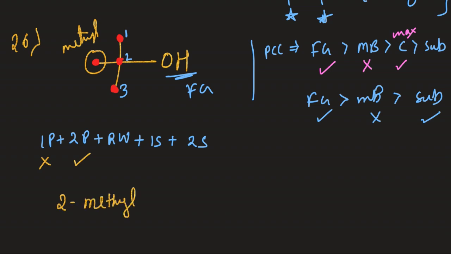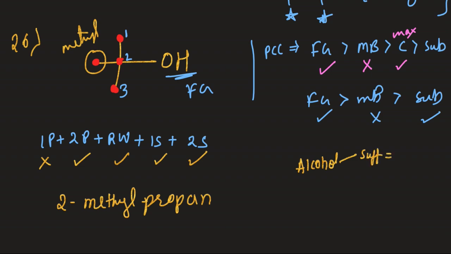2-methyl. Next, what about the root word? 3 carbon. 3 carbon means what? 2-methylprop. Next, do you have any single bond, double bond? No. So propane. Second suffix is there, which is nothing but alcohol. Remember, when alcohol is considered as a prefix and suffix, remember, when alcohol is a suffix, we have to use the letters OL.